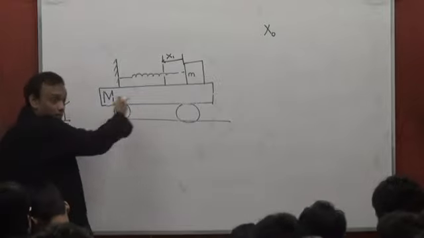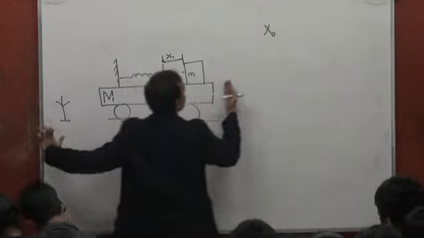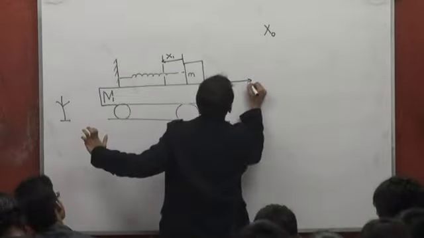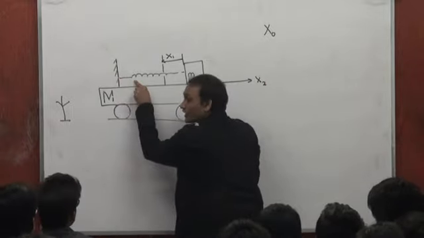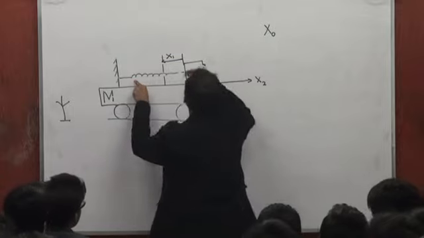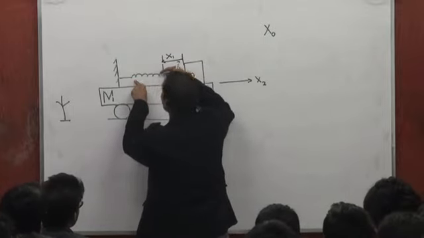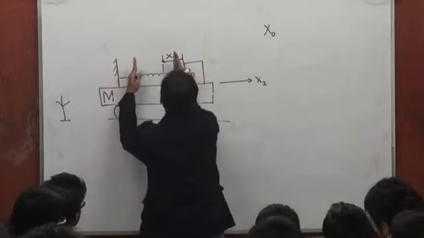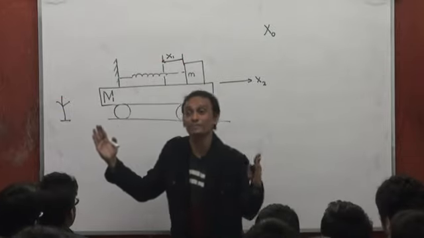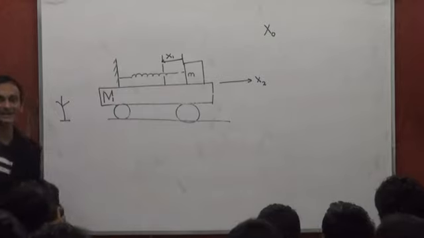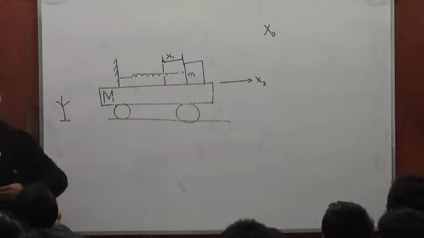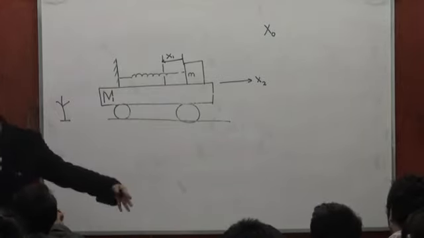The mass m moves by an amount x1 and the trolley moves to the right by an amount x2. That means this point moves to the right by an amount x2 and this point moves to the left by an amount x1. So the compression of the spring is going to be x1 plus x2. So x1 plus x2 would actually have to add up to x0.